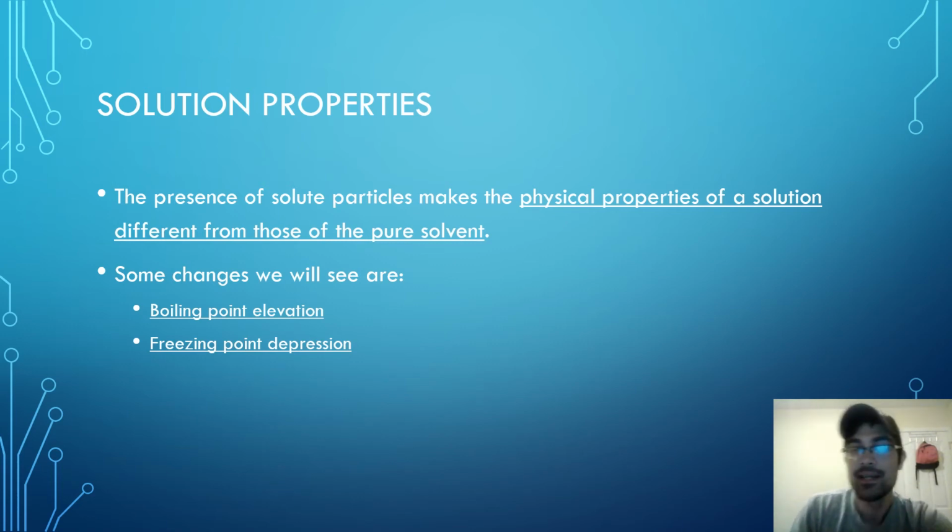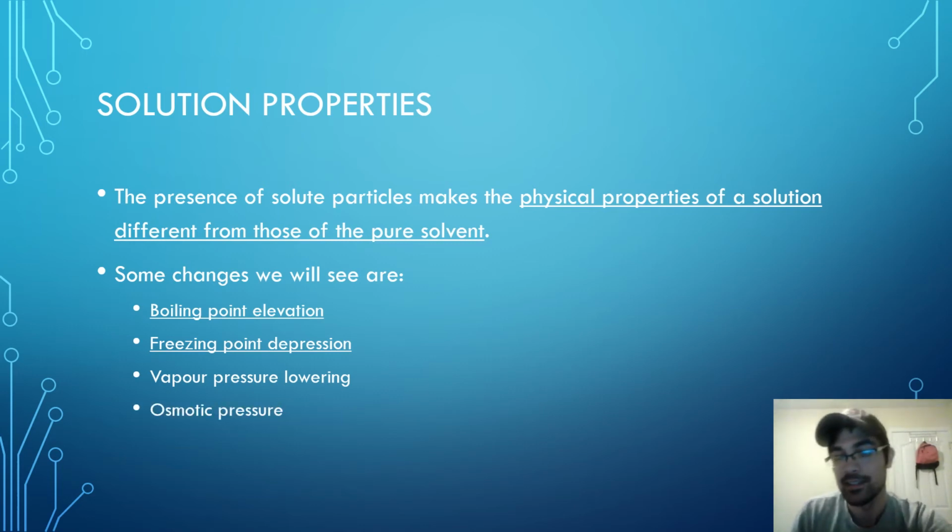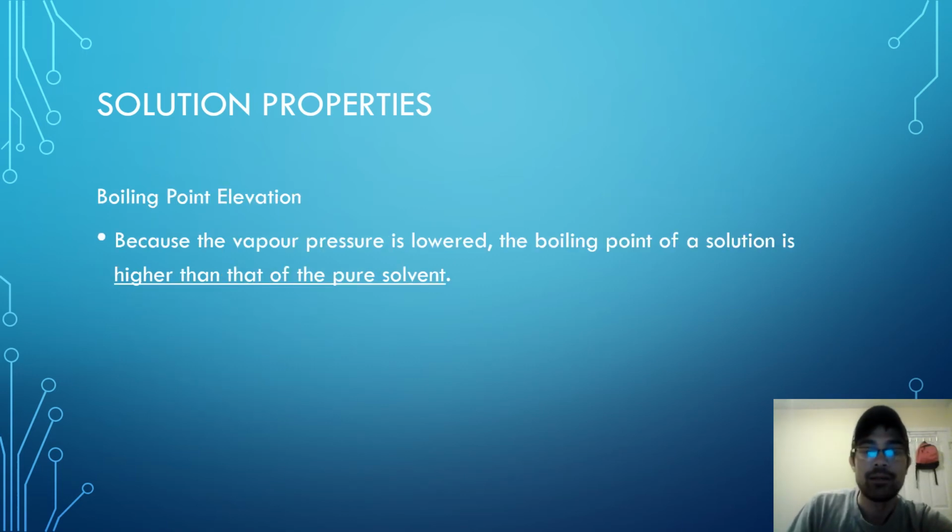Another thing that happens is that freezing point becomes depressed, not that it's becoming sadder, but it gets lower. Okay, freezing point will go down. Vapor pressure is also lowered, which is also part of why the boiling point gets higher. That's related to that. And then osmotic pressure, but realistically that's more of a biology thing, so we're not going to worry about it. Okay, but with boiling point elevation, like I said, it's related to the fact that the vapor pressure gets lower.